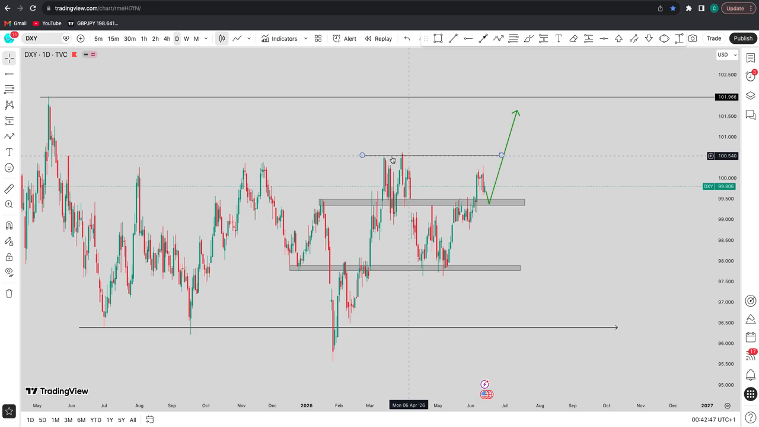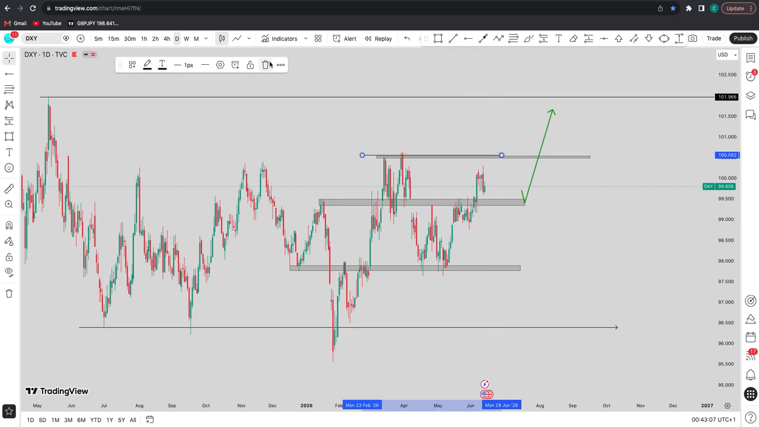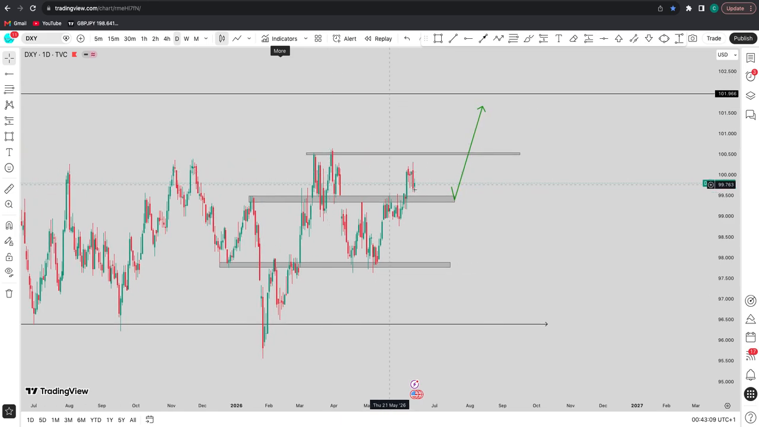But there is still a resistance level around here that needs to be taken out. So if the market is to break above this level, then we want to see the market heading to the next zone. Remember, the market moves from zone to zone. So for this week, I want to see a retest into this 99.500, then we'll catch this move on the pullback to the next zone. So that is that for the DXY.